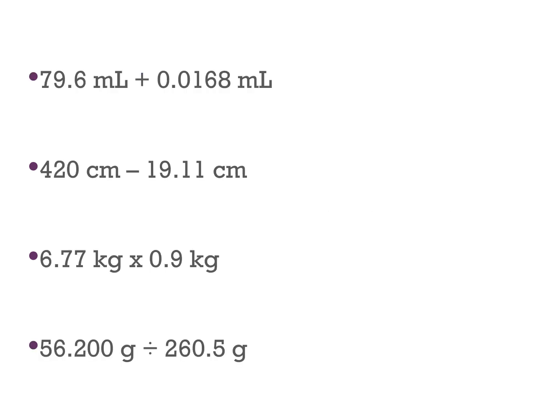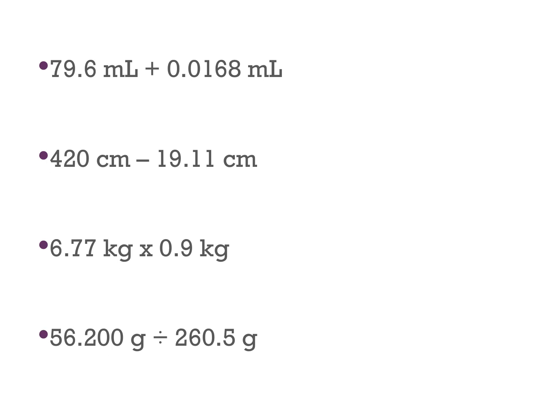We're going to do 4 practice problems together. The first one we're adding, so go ahead and type in 79.6 plus 0.0168. And what do you end up getting? 79.6168. So now we have to go back and look at our rules. You're adding, are you counting decimals or sig figs? Decimals.